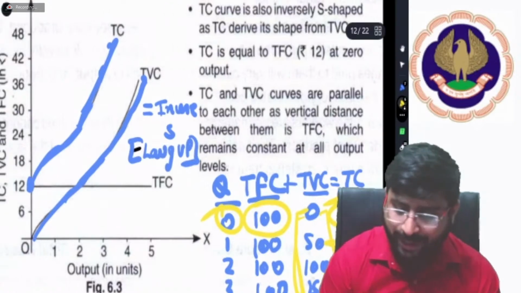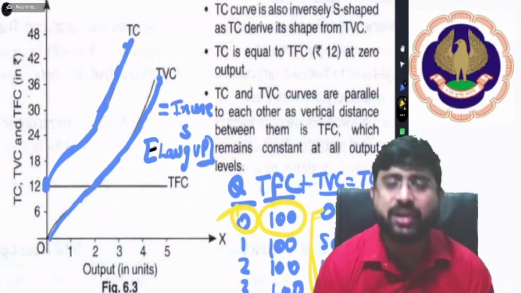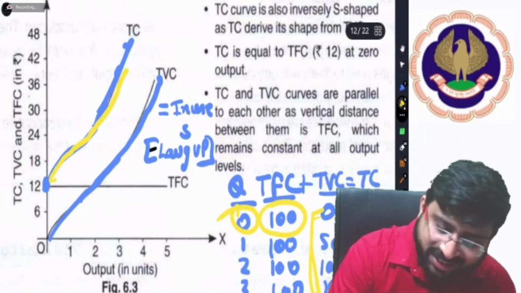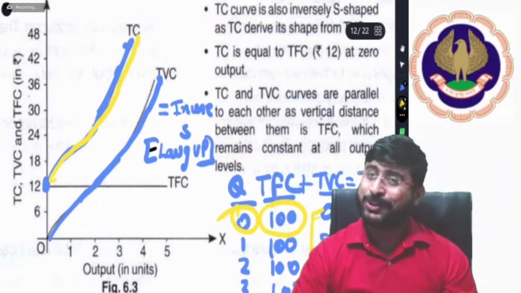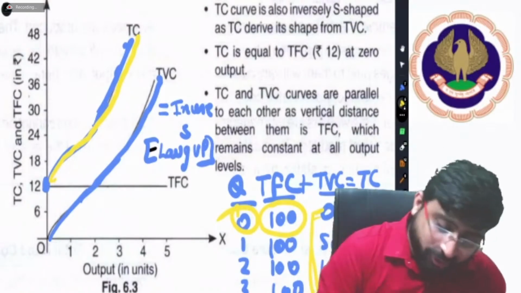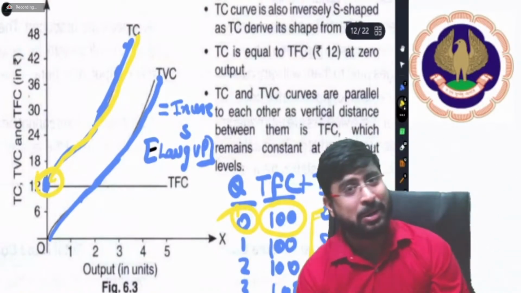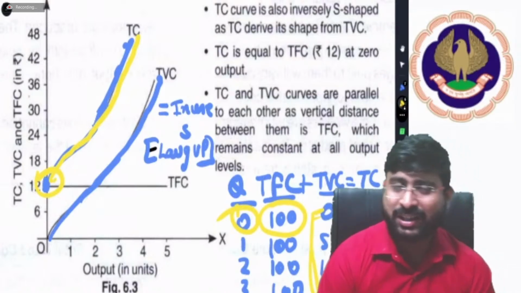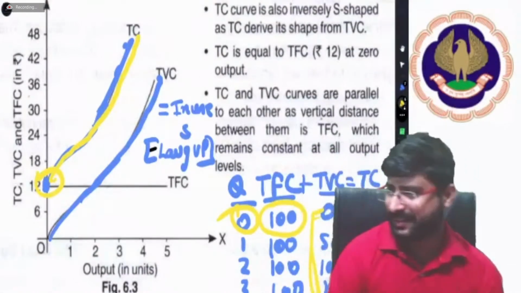So, my dear friends, if TC is changing the same way, the shape of TC is much like TVC. So when it starts, TC is starting from the same point as TFC. But whose shape does it take?